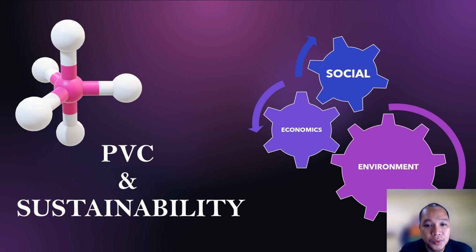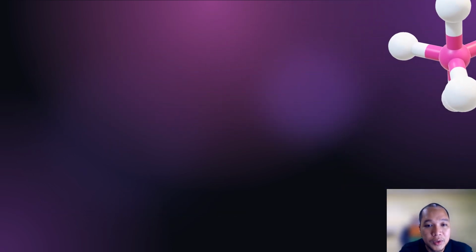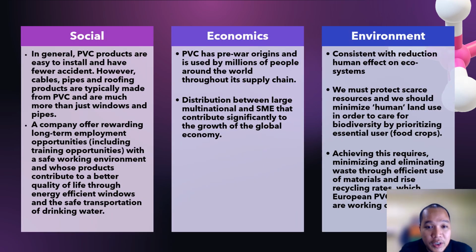So we go to social. In general, PVC products are easy to install and have a favorable accident record. However, cable, pipe, and roofing products are typically made from PVC and are much more than just windows and pipes. The companies offer rewarding long-term employment opportunities, including training opportunities with a safe working environment, and those products contribute to a better quality of life through energy efficient windows and safe transportation of drinking water.